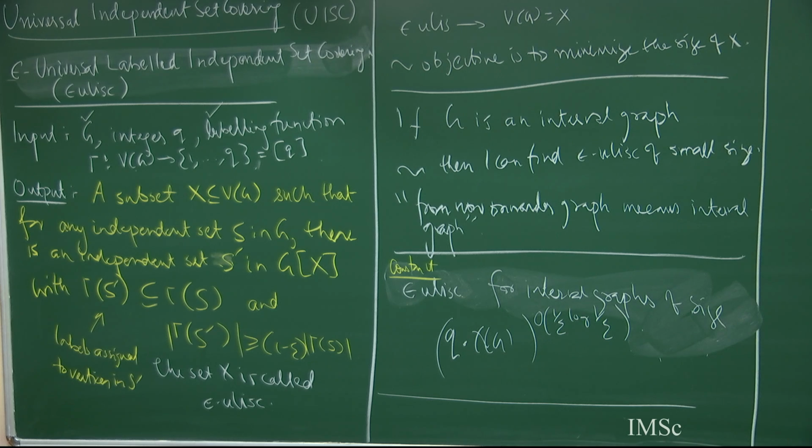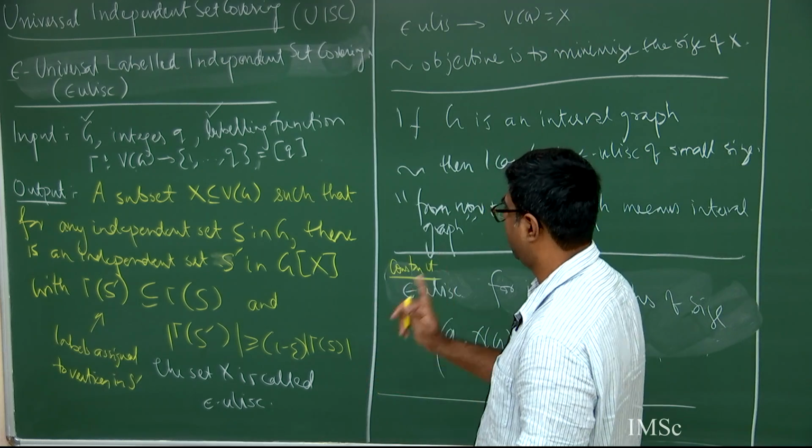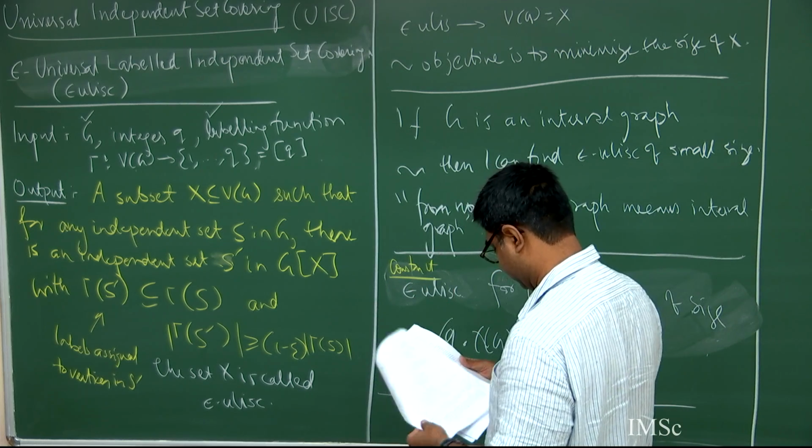More precisely, the theorem which I will prove to you, okay, fine. So this is my goal: to give you a construction, an epsilon Eulisk for undirected graphs.